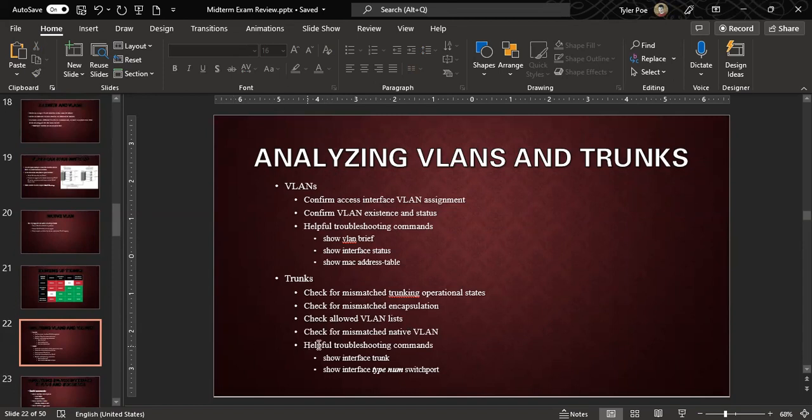And finally, here are some helpful troubleshooting commands. Show interface trunk, and show interface, type and number, switchport. So basically, this is the interface name, and then show interface switchport.